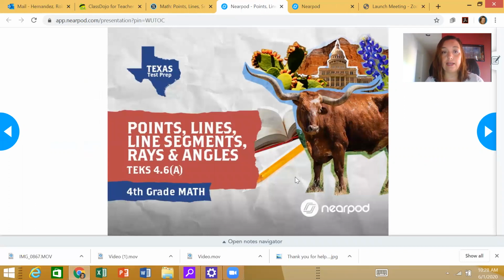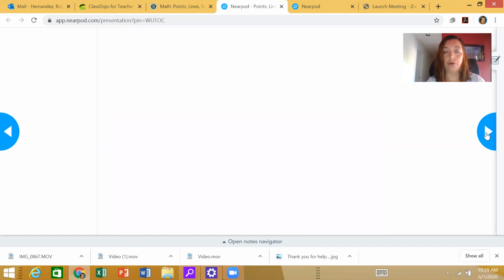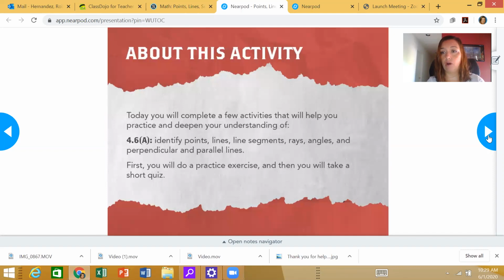So today's lesson is on points, lines, line segments, rays, and angles. And so we're going to learn about that. So remember, these forward buttons take you to the next slide. The back buttons will take you back a slide if you miss something. So it says, today you will complete a few activities that will help you practice and deepen your understanding of 4.6a, identify points, lines, line segments, rays, angles, and perpendicular and parallel lines. First, you will do a practice exercise, and then you will take a short quiz.